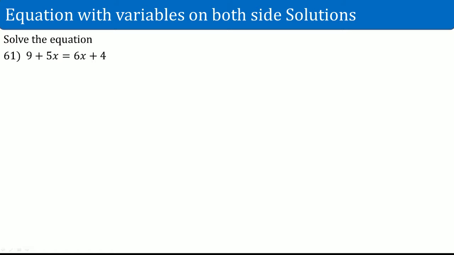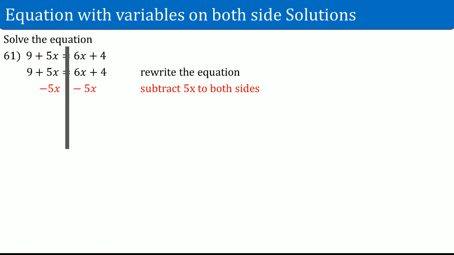Always rewrite the equation down and draw the line straight down, okay? Remember, you always want to get one variable, so you have to do something. It doesn't matter which one you move, but move the smallest one so you can avoid negatives. So here, 5x and 6x. The smallest one is 5x, so I'm going to subtract 6x from both sides.